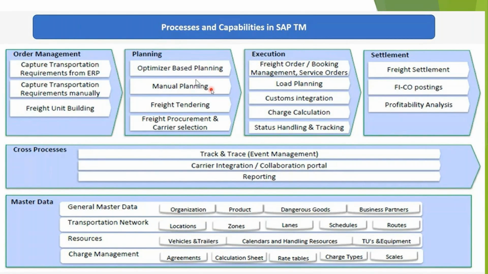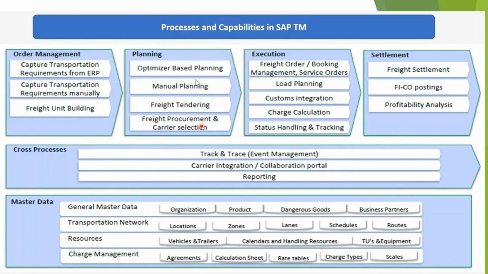Plus, you can do manual planning. On the fly, if your transportation planner wants to do some planning manually, they can do that using manual planning through the transportation cockpit. Plus, as I said, if you want to communicate with the carrier to do some kind of tendering process, you can do that, or carrier selection and freight procurement. All these things you can do in the planning stage.